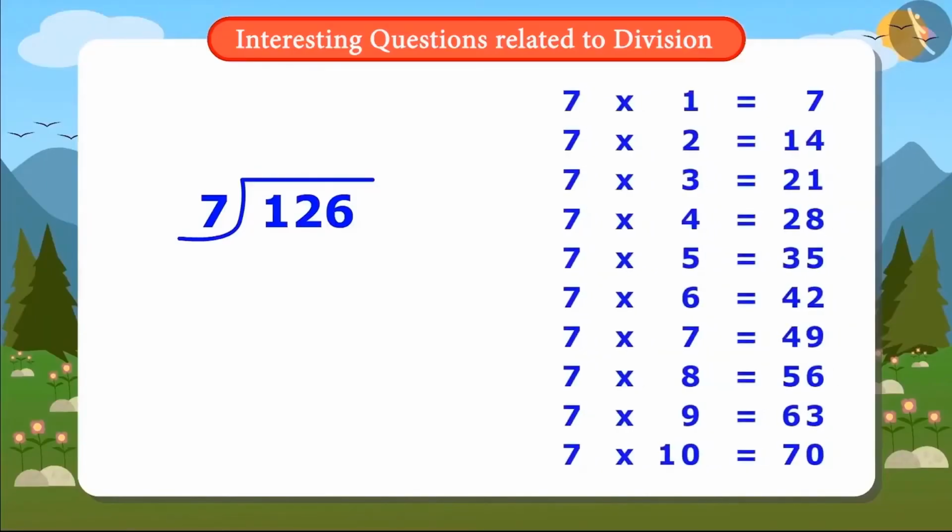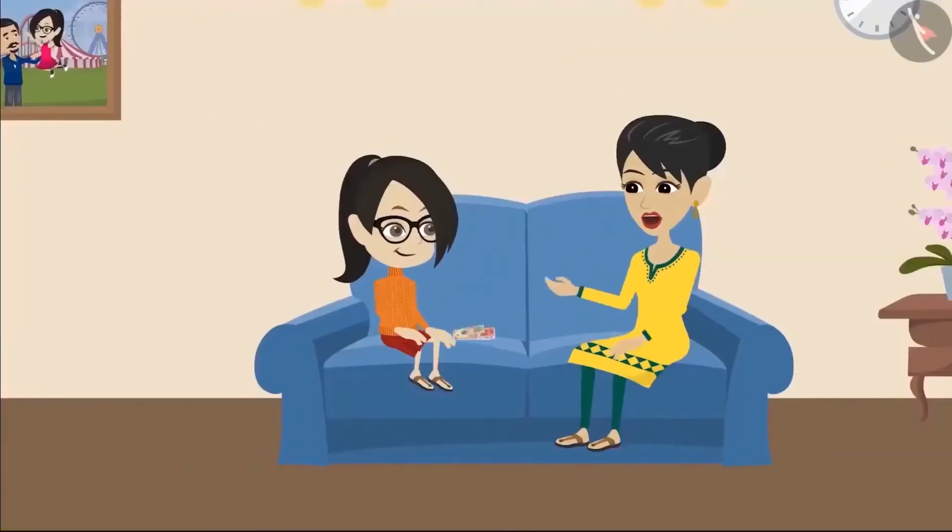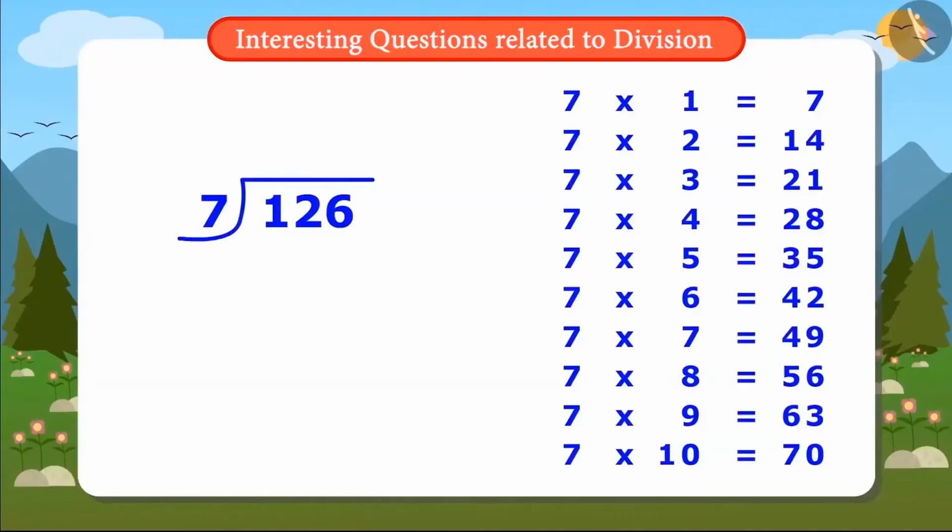But I remember the table of 7 only till 10. And 7 tens are 70. 126 is greater than 70. So how do I divide then? Even if a number is greater than 70, you can still divide it. Look, I will show how to divide.